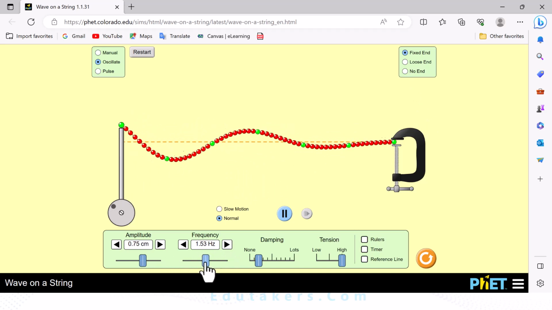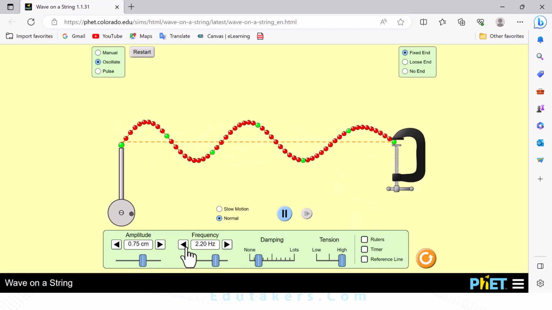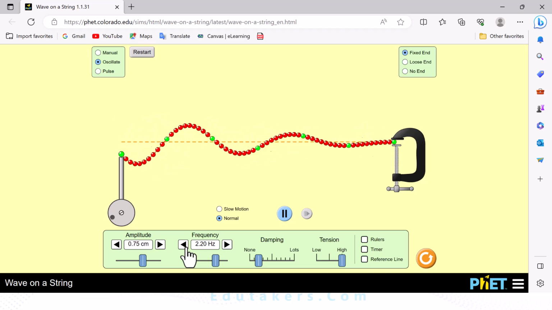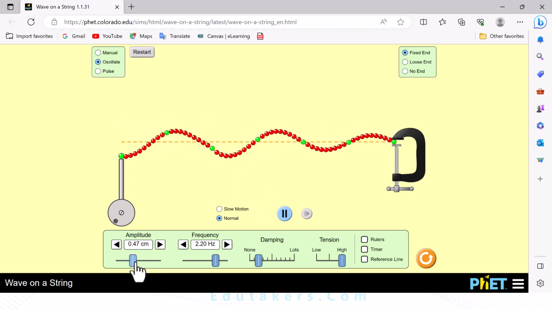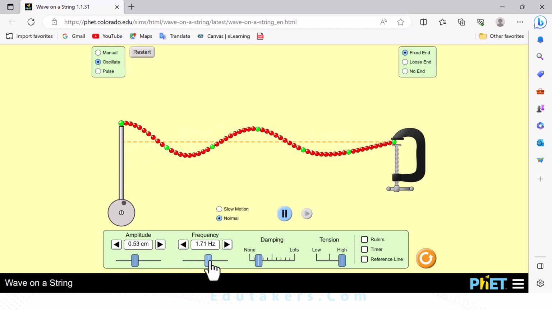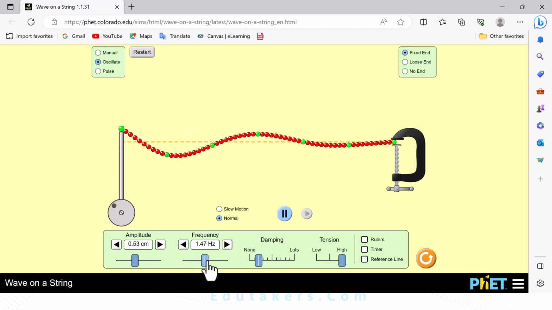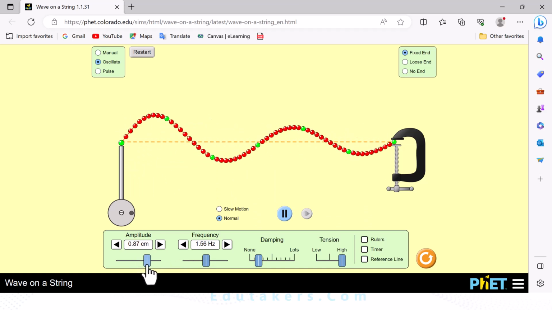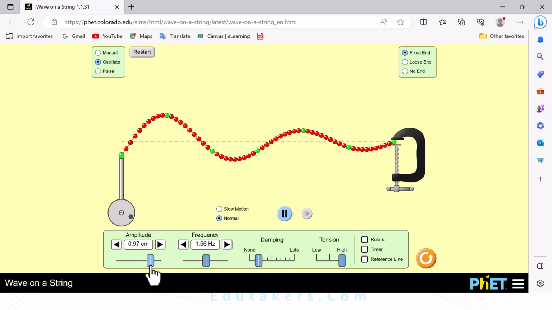Let's say we change the frequency and it becomes 2.20. By increasing the frequency, the number of waves increases here. And the amplitude you can also change here; you can decrease or increase the amplitude. So first of all, I take the frequency to the minimum value, which is almost 1.56. After that, the amplitude is almost 1 centimeter.